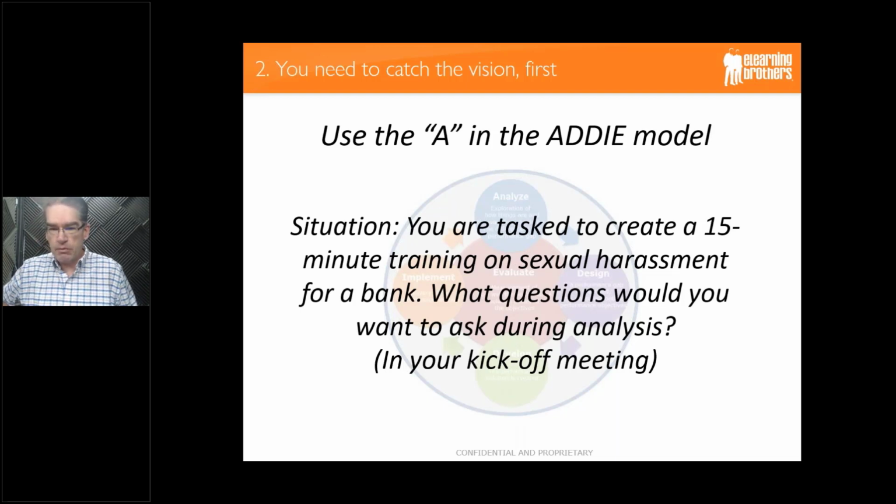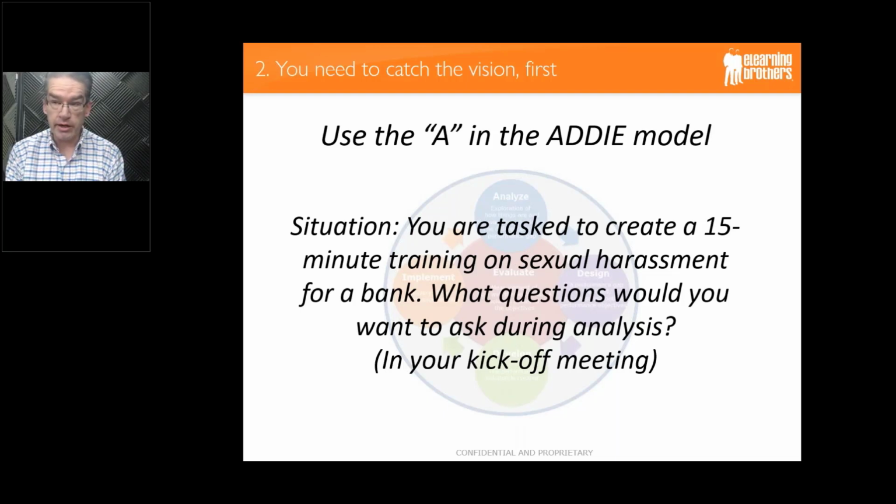I'm going to go ahead and open this up to you. You can just type one question. You don't need to type many, but what would be one question that you would want to ask your subject matter experts or your key stakeholders if you were to do a 15-minute training on sexual harassment for a bank? Go ahead and give a few responses of a question that you'd want to ask. And then I'll share mine.